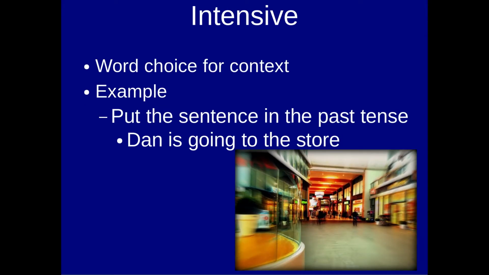The next level, the next step up in terms of complexity, is called intensive. Here, you have to do with the word choice that is appropriate for the context. If you're familiar with ideas related to social linguistics and language acquisition, there's a thing called pragmatics, where certain words are appropriate for certain contexts. If you look at the example here, the directions are simple. Put the sentence in the past tense. And the sentence is, Dan is going to the store. That's obviously in present tense.